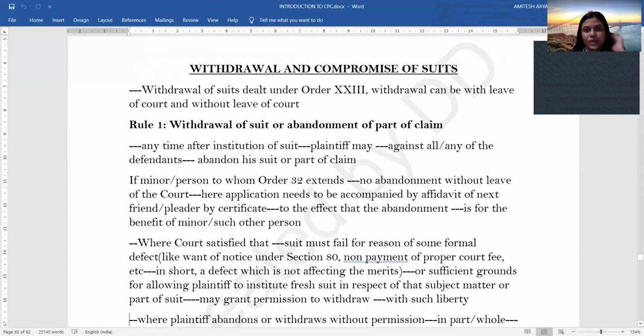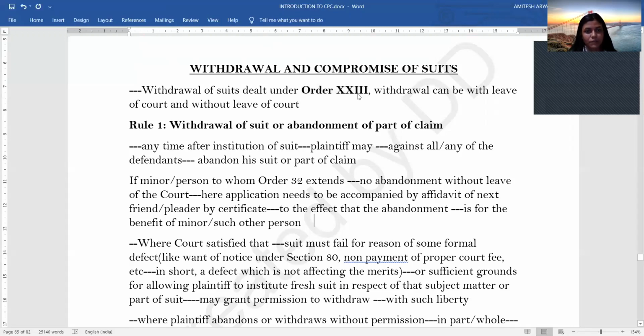So Rule 1 under Order 23 is telling us where there is withdrawal of suit or abandonment of part of the claim. Anytime after you have instituted the suit, the plaintiff against all or any of the defendants can abandon his suit or part of the claim. If it is a minor or any person to which Order 32 is extending, in those cases there will be no abandonment without taking the leave of the court. Here, the application that you are giving for abandoning or withdrawing the suit should have an affidavit of the next friend or the pleader that this abandonment is for the benefit of the minor or such person.